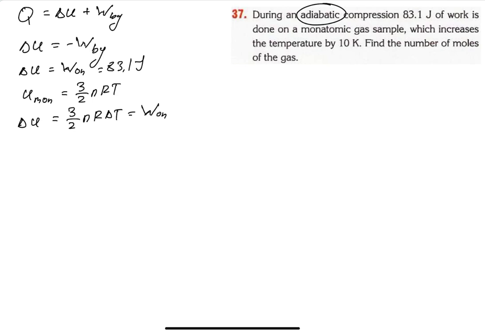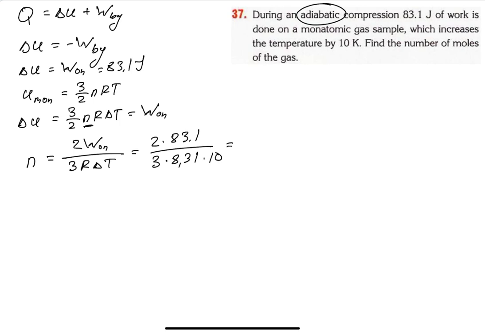So our question is the number of moles. Let's rearrange it. We're going to get n is equal to 2 times the work on the system over 3R delta T. So it's equal to 2 times 83.1 over 3 times 8.31 times 10. So if you calculate, you should get 0.67 moles.